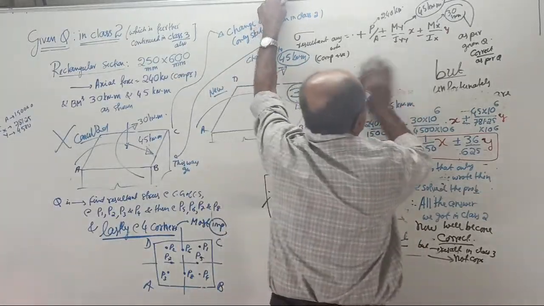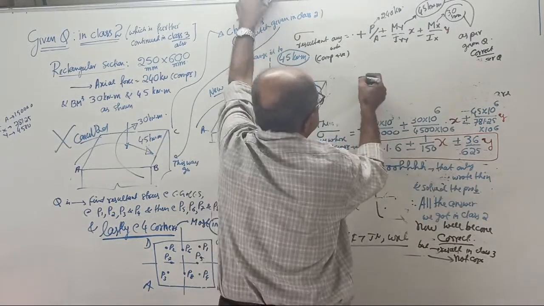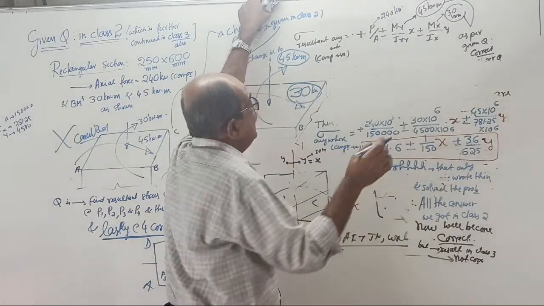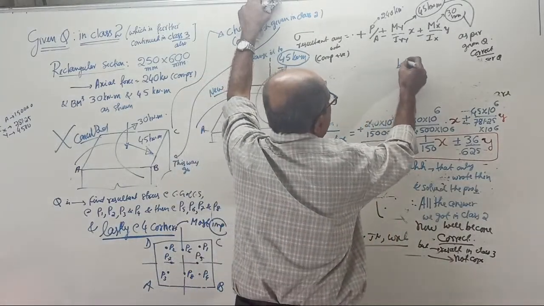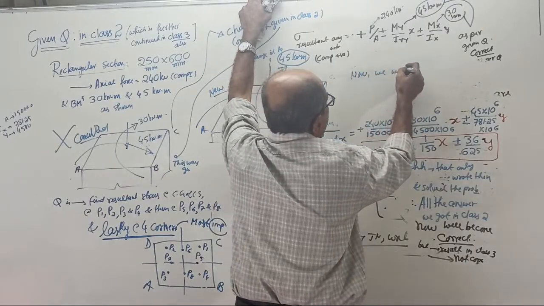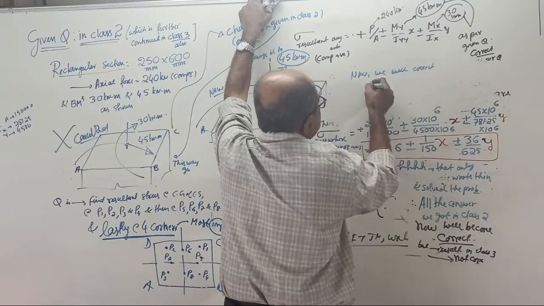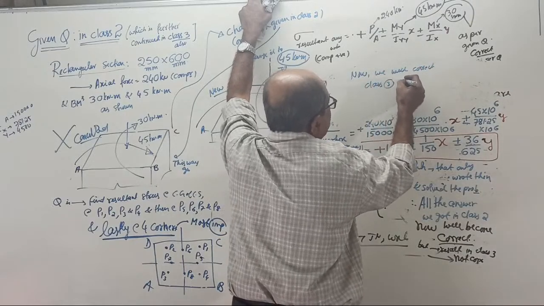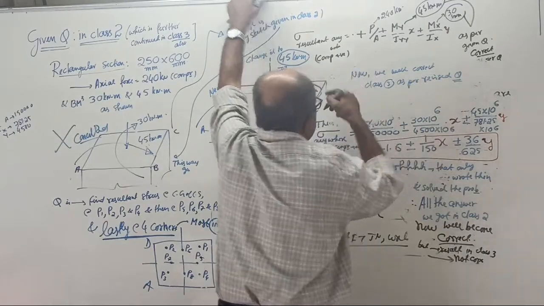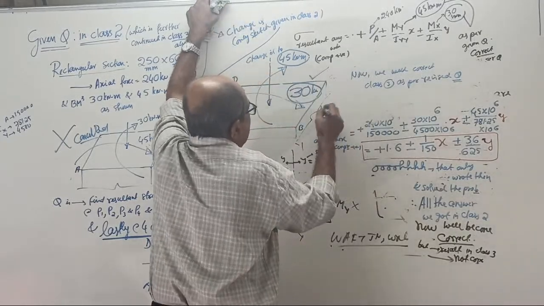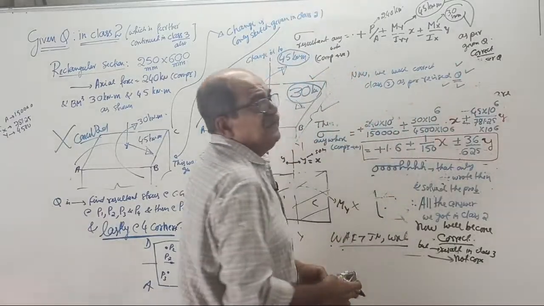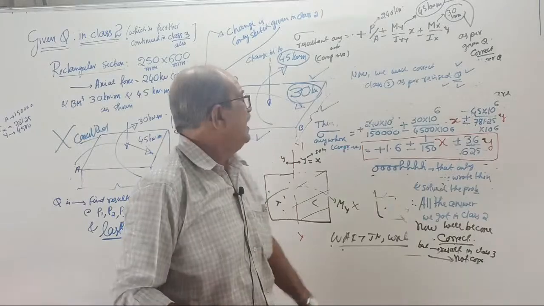Now, therefore, we will now correct class number 3. But before that, we will correct class 3 as per the revised question. The revised question is this one. This is the revised question. I will put here: as per the revised question, which correctly fits class 2. Why? I told the reason.